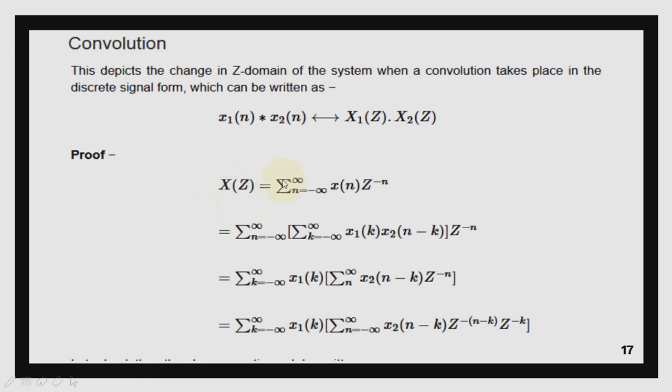X of z is equal to summation minus infinity to infinity x of n z raised to minus n. So that is summation n is equal to minus infinity to infinity, summation k is equal to minus infinity to infinity x1 of k into x2 of n minus k z raised to minus n. Multiply z raised to minus k into the bracket, and outside the set x1 of k, so summation k is equal to minus infinity to infinity x1 of k, and summation n is equal to minus infinity to infinity x2 of n minus k into z raised to minus n minus k into z raised to minus k.